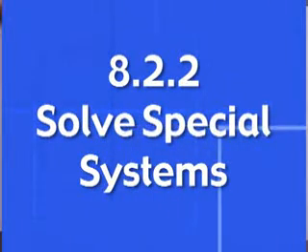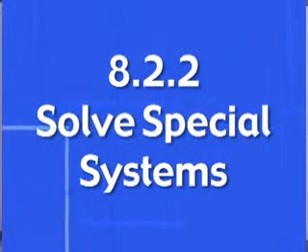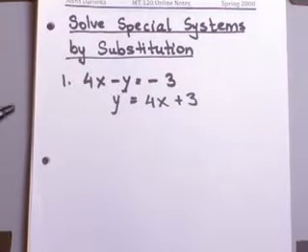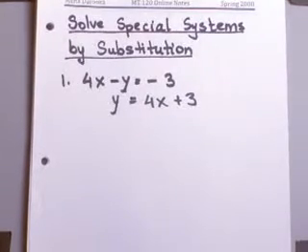Alright, now if you remember, we had talked about special systems when we talked about the graphing method. Now let's go ahead and see how we can solve the special systems by substitution. Now let's look at this example. We have 4x minus y equals negative 3 and y equals 4x plus 3.